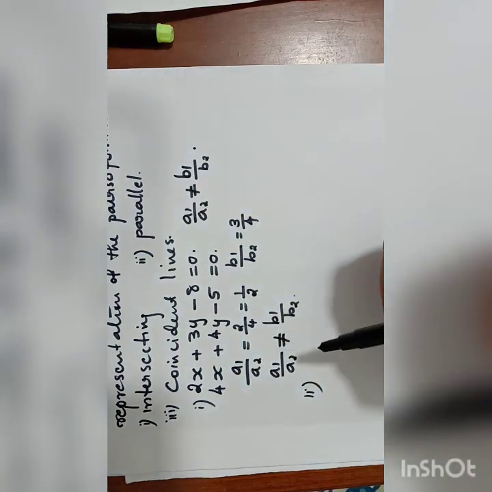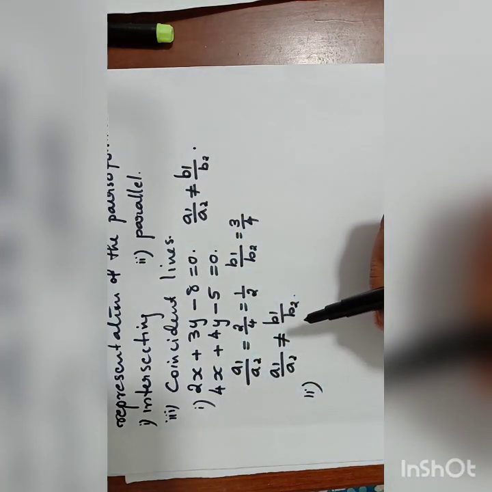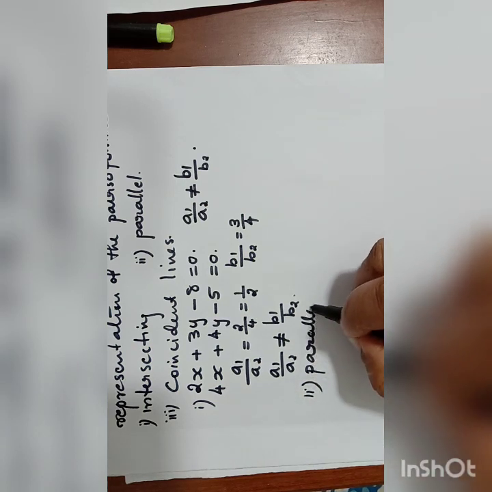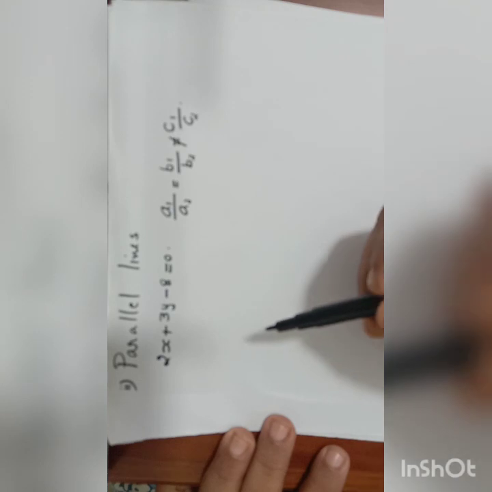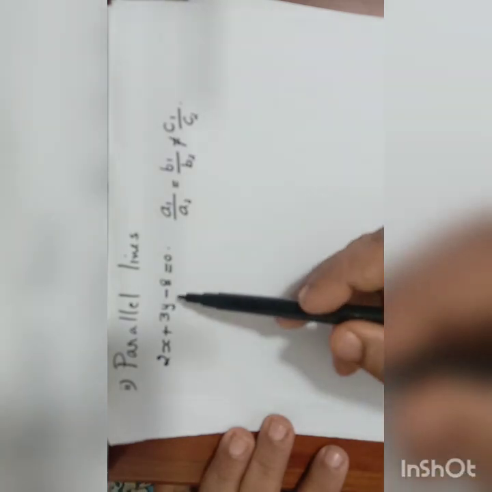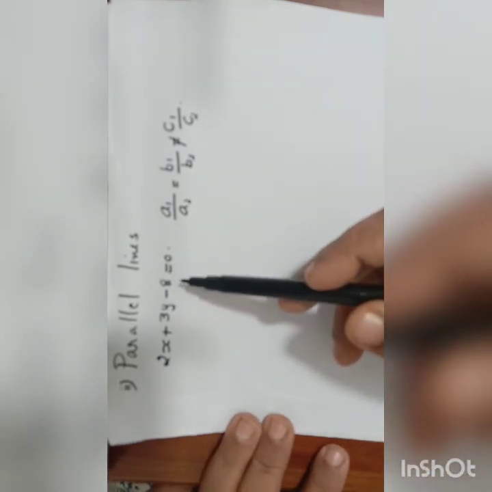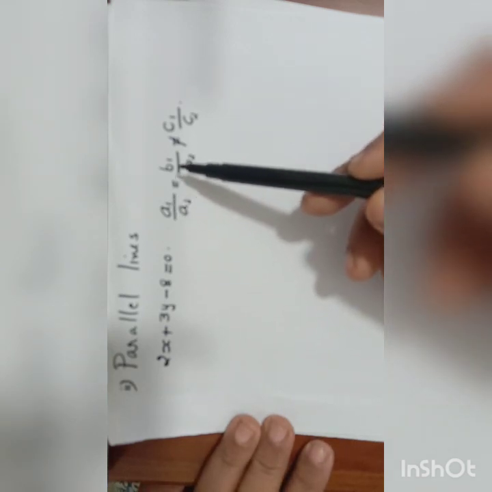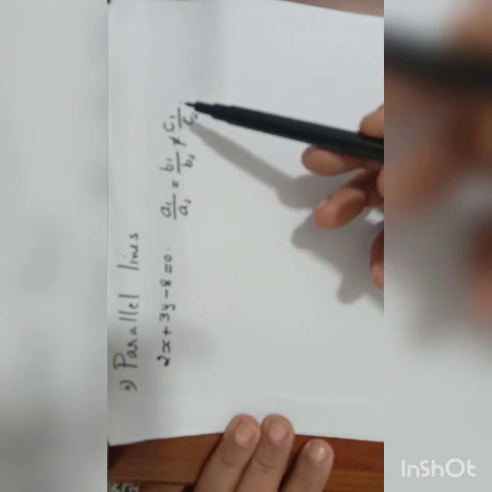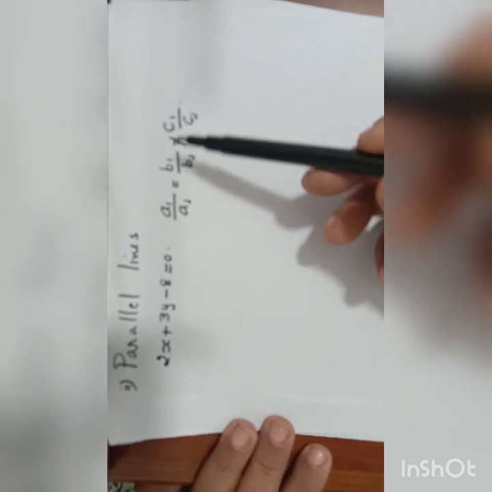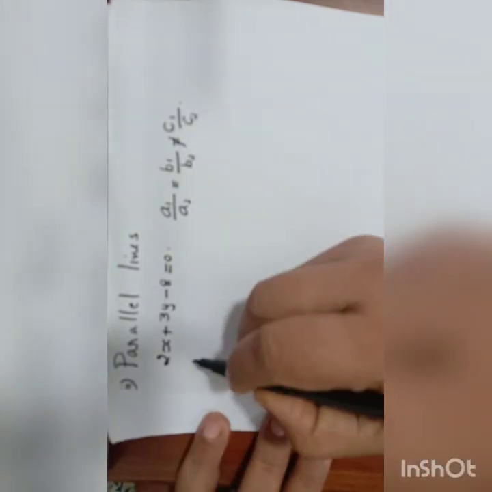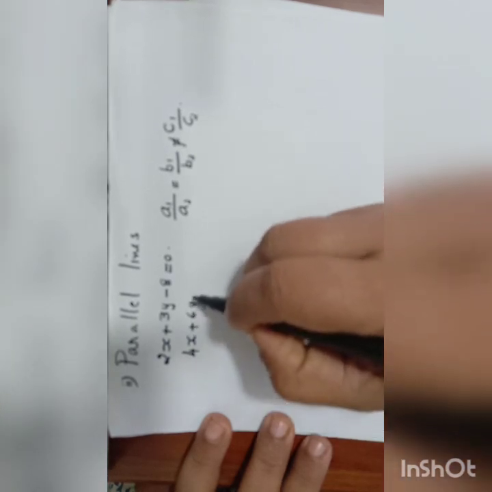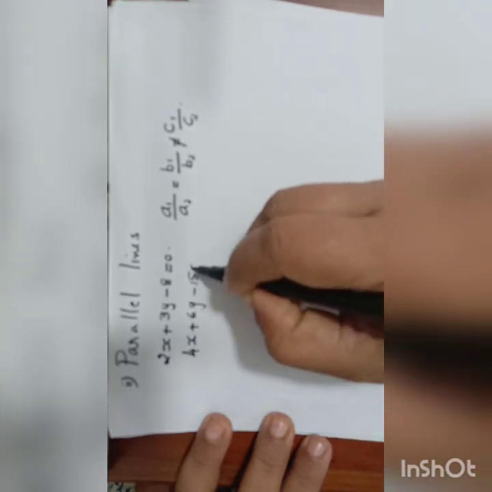For the second question, parallel line. What is the condition for parallel lines? For parallel lines, given 2x plus 3y minus 8 equal to 0, we know that the condition is a1 by a2 equal to b1 by b2 not equal to c1 by c2. Let us write another equation. For example, 4x plus 6y minus 15 equal to 0.